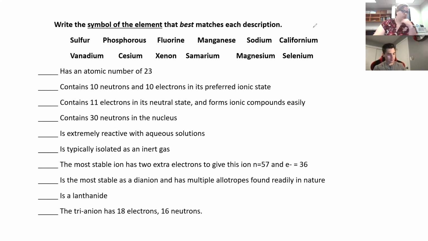Okay, so if we real quick try this fourth one, it contains 30 neutrons in the nucleus. 30 neutrons.